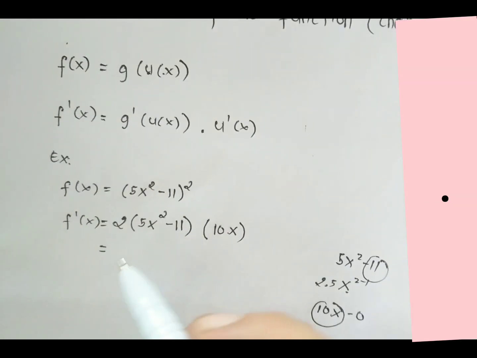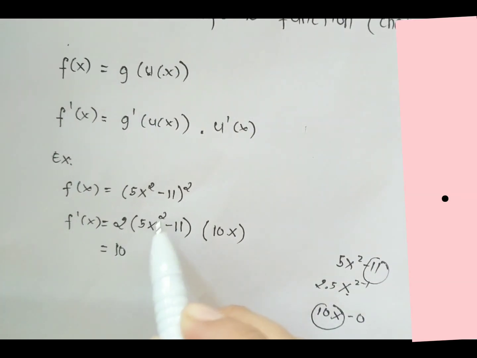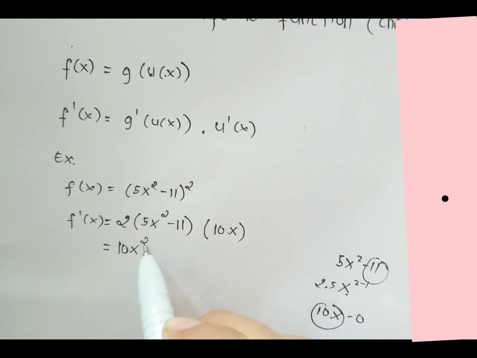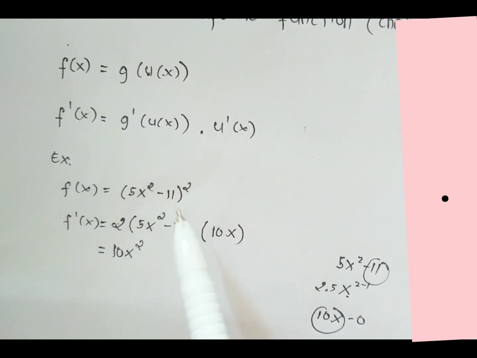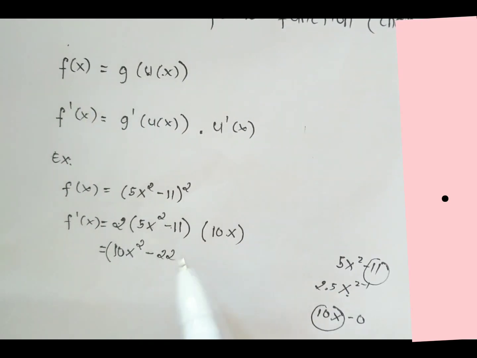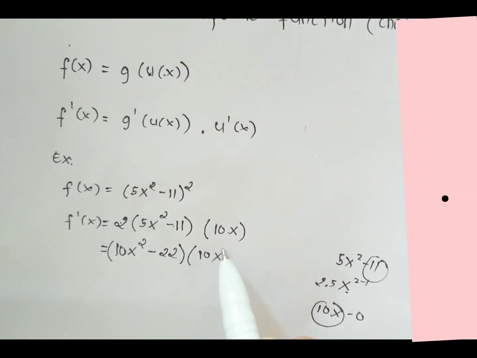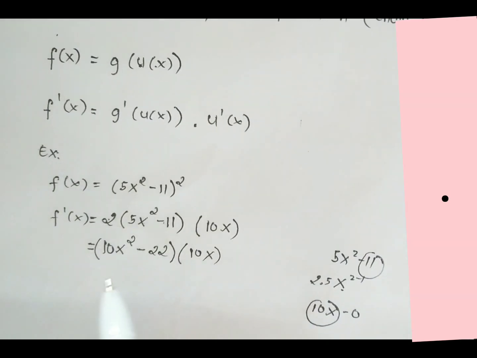Okay, now we're going to multiply this 2 times 5, that will give us 10x squared, and then 2 times negative 11, that will give us negative 22, times 10x.